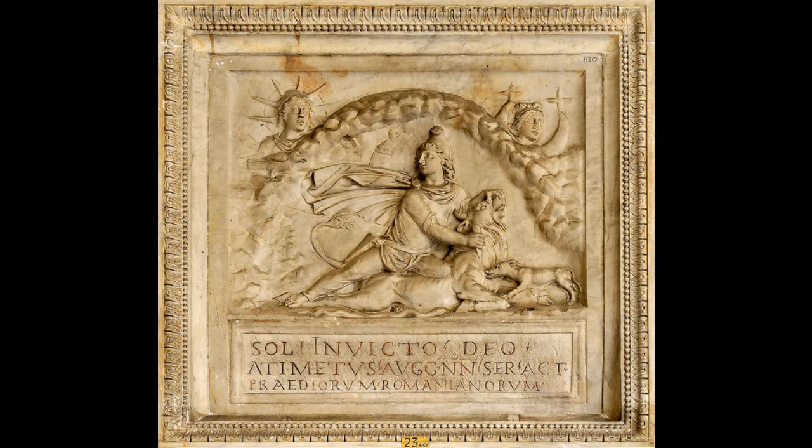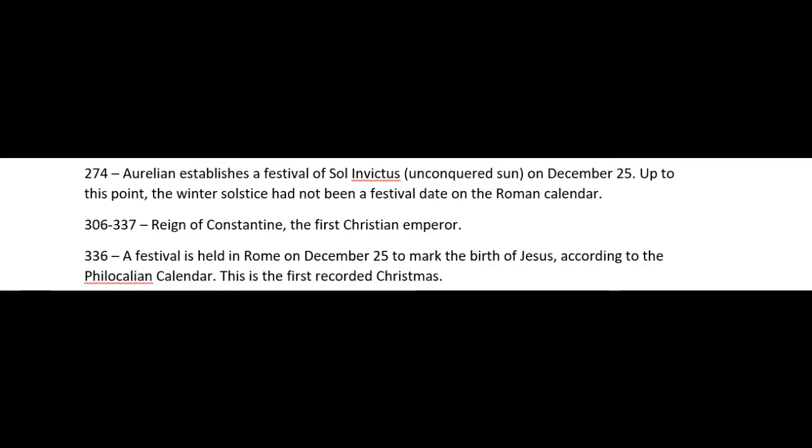Now, in 274, the emperor was named Aurelian, and he worshipped a god named Sol Invictus. So, on December 25th, 274, they had a holiday to Sol Invictus, and this, of course, would have been celebrated at the same time as Christmas.